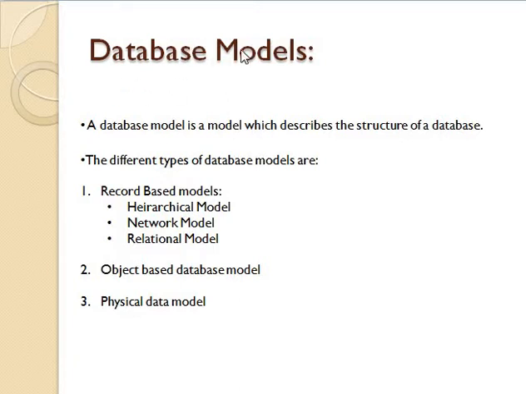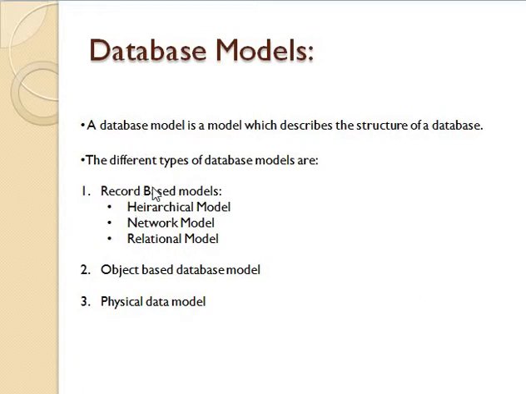Now let's discuss the three different types of database models. First of all, what is a database model? A database model is any model which describes the structure of a database. The first database model is the record-based model. The second one is the object-based database model, and the third one is the physical data model.